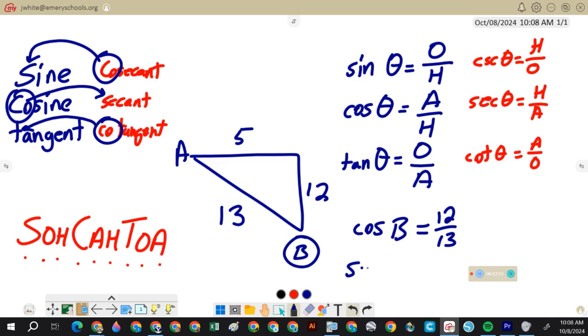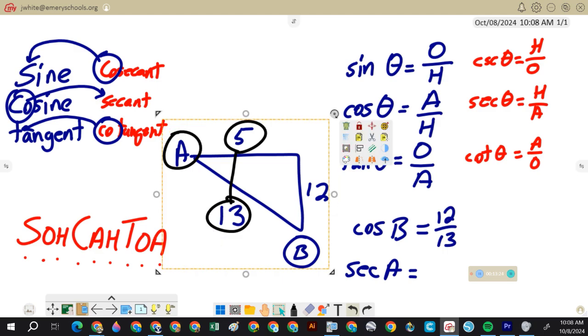Okay, what is the secant of A? So secant is the upside down version of the cosine. So we're focused in on angle A, and I need to do H over A, so that would be 13 over 5. You see how that works? Okay.